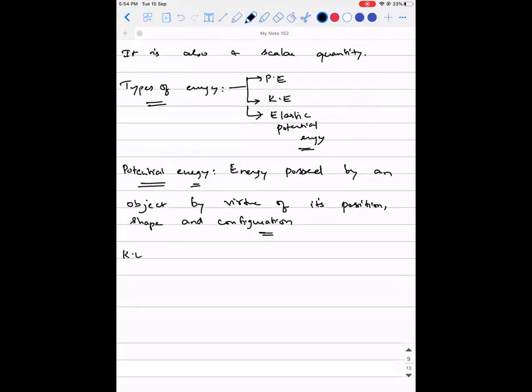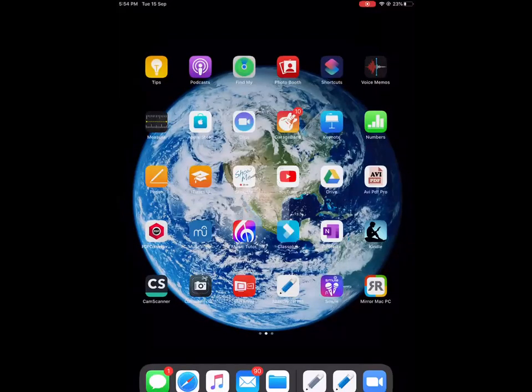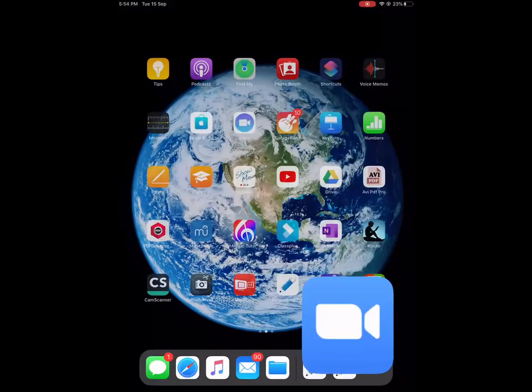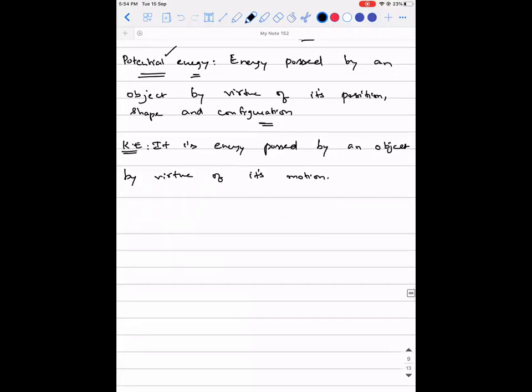Similarly, what is kinetic energy? See, people know the answer for this, right? So it is energy possessed by an object by virtue of its motion. So if this kind of a scenario arises, we call it kinetic energy. So this is potential energy, this is kinetic energy.